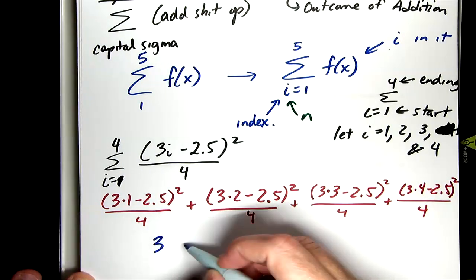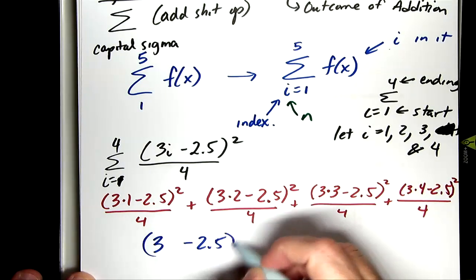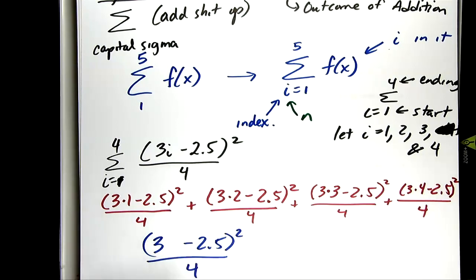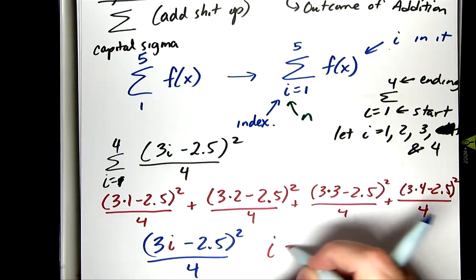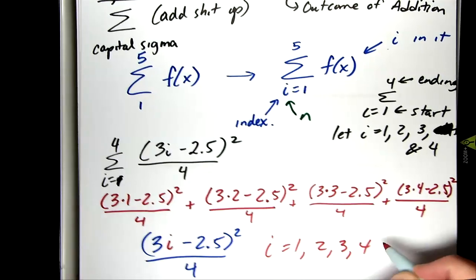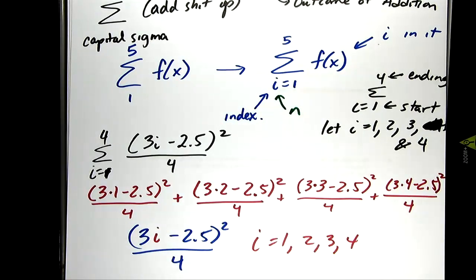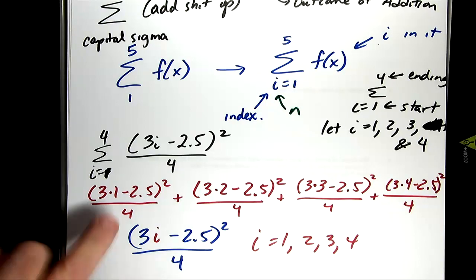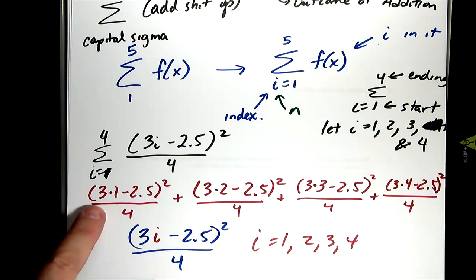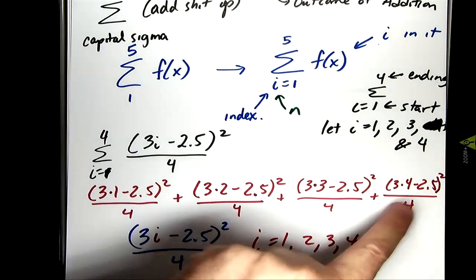So what we've had is 3 minus 2.5. I just kept replacing i with 1, 2, 3, and 4. Now, this is much easier as a table. But I think seeing it written out, does that make sense what we're doing with the i? I'm plugging it in for the i right here. And we still need to multiply it out and do stuff like that. But then we just go 1, 2, 3, 4 and add them up.